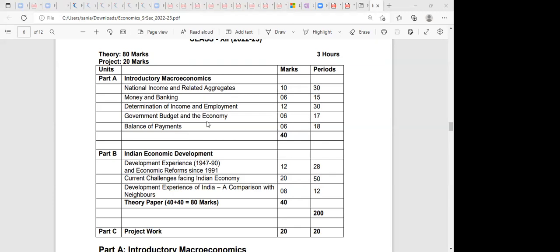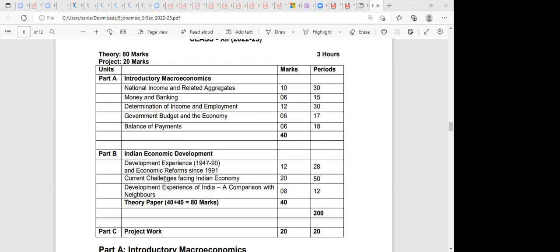Now, Indian Economic Development, we have 3 units. First is development experience 1947 to 1990 and the economic reforms. India was under British rule, right? The Britishers treated India in such a bad way. After we got independence, we'll study what was the condition of India before the Britishers and when we got independence, and after that, how we started developing. This is for 12 marks.